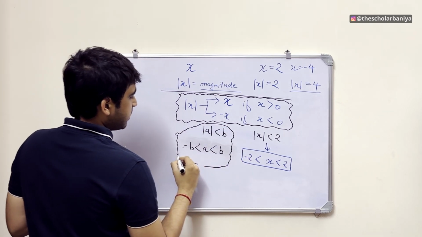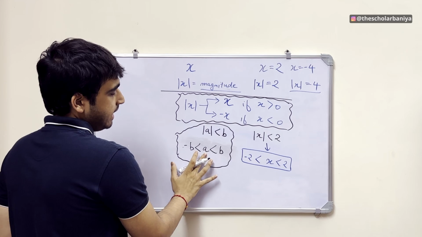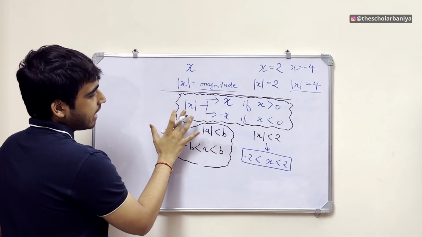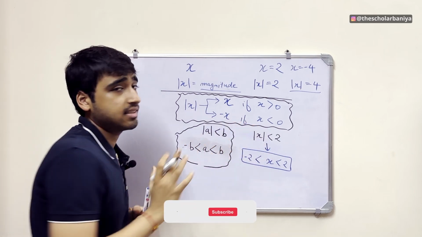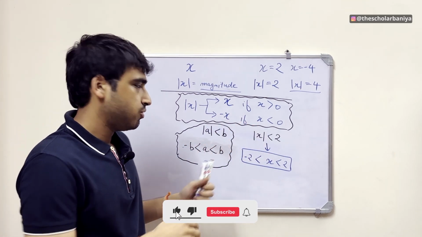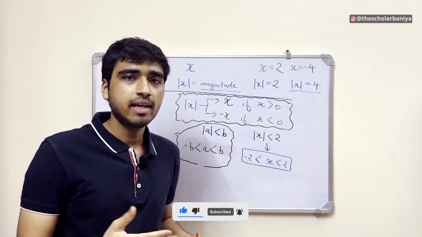Basically, one is this: if mod A is less than B, you can write A is greater than minus B and less than B, and mod x will be x if x is greater than 0, mod x will be minus x if x is less than 0. So you just understand and try to keep it in mind, because this can be very helpful later on.